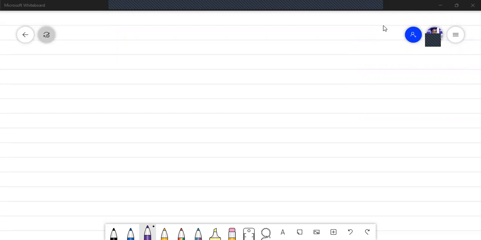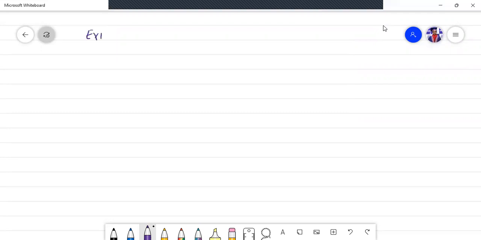Today we are going to discuss exponents and base. These are actually today's topics: exponents and base. What do you mean by exponents?